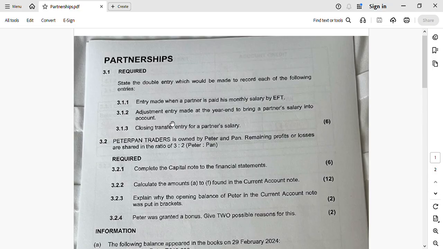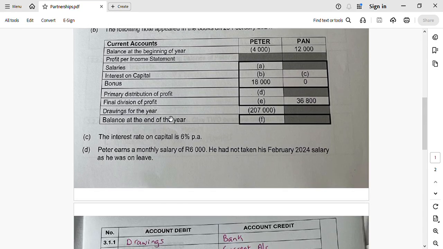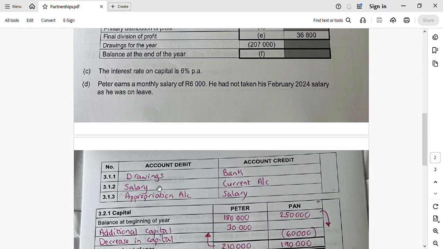The second one is the adjustment entry made at the end of the year to bring a partner's salary into account. So in other words, now we're going to start to record what the partner was actually entitled to. The ledger account that you use to show what the partner earns is his current account. So you debit salary because it's an expense for the business, and you credit current account because you owe that money to the partner for his salary.